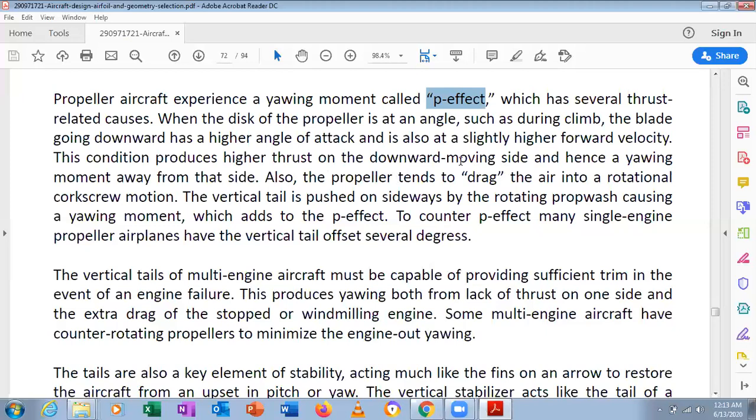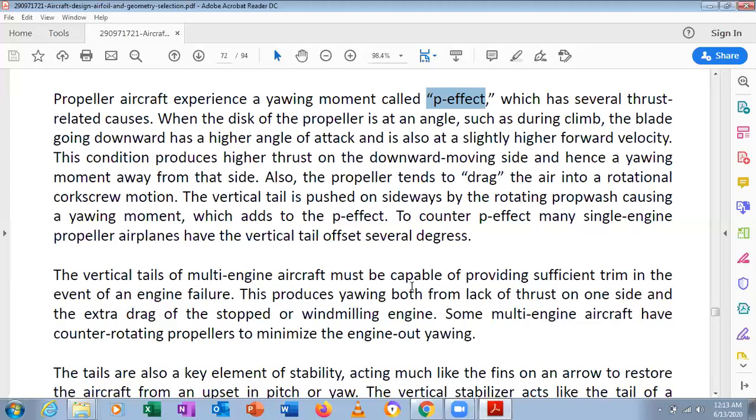Also, the propeller tends to drag the air into a rotational corkscrew motion. The vertical tail is pushed sideways by the rotating prop wash, causing a yawing moment which adds to the P effect. To counter the P effect, many single-engine propeller airplanes have the vertical tail offset several degrees.